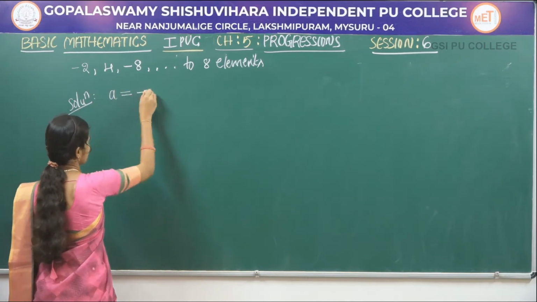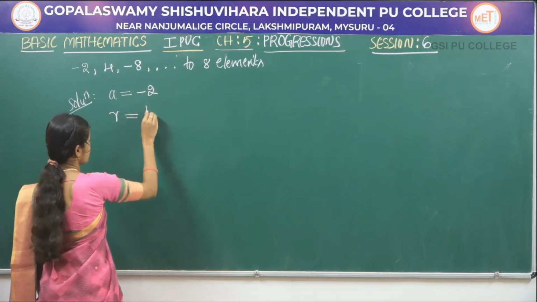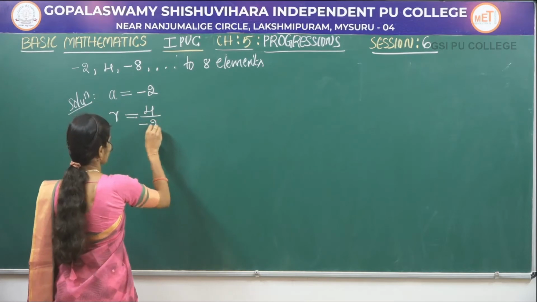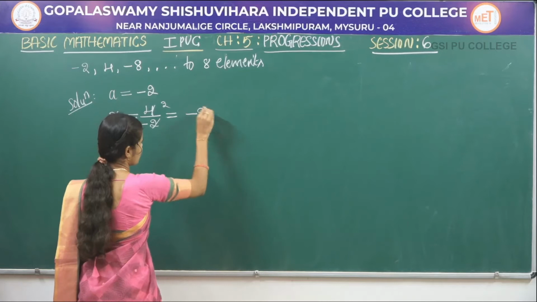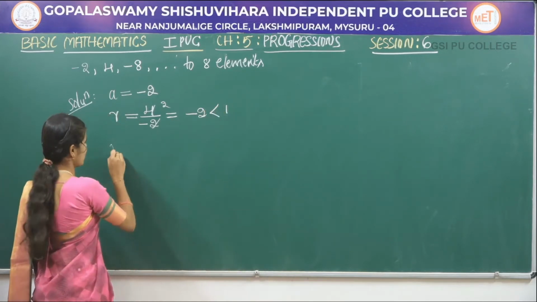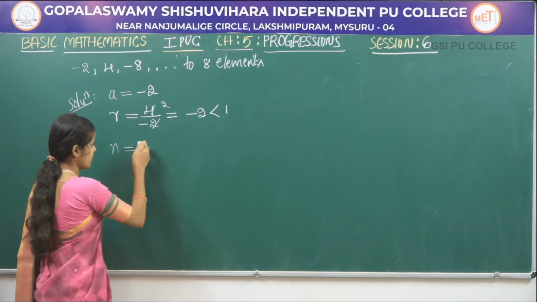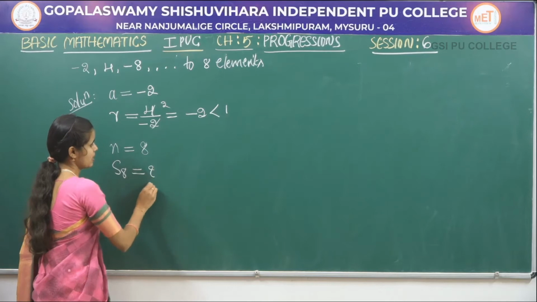So a means the first term, -2. r means the second term divided by the first term. So 4 divided by -2 is -2. r is equal to -2, so less than 1. n means 8. So we want S8, the sum of 8 terms of the given sequence.